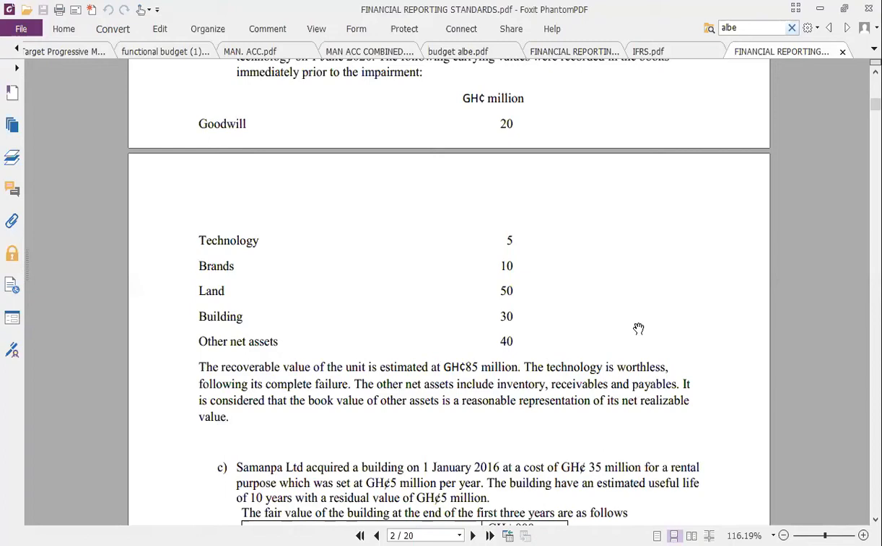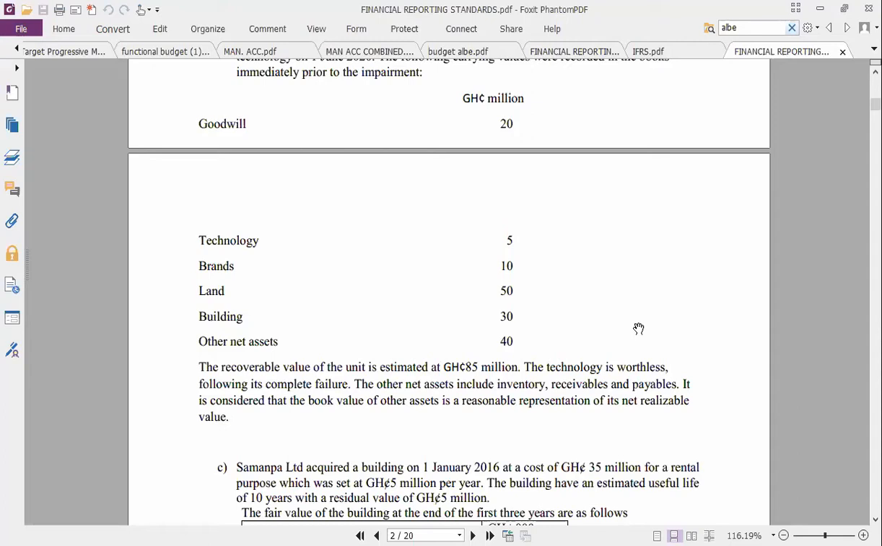Okay. So let's see. The recoverable amount of the unit is estimated to be 85. So all you have to do is find the carrying amount and see whether that unit has been impaired. How do you know? Sum all the carrying amounts together. It will give you the total carrying amount. You compare it with the 85 and see whether the carrying amount is more than the 85. If the carrying amount is more than the 85, that unit has been impaired.